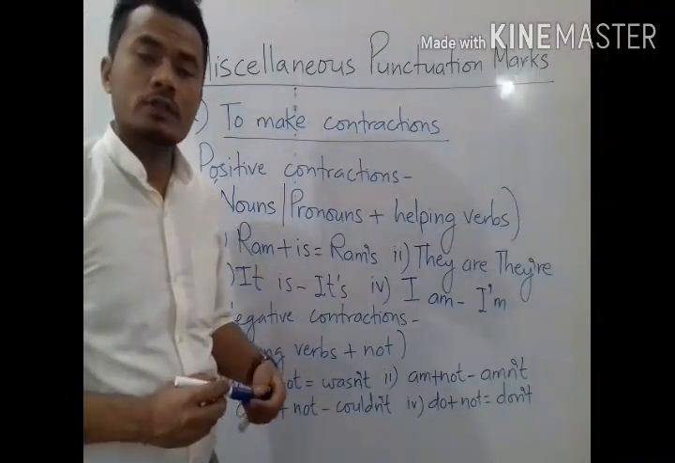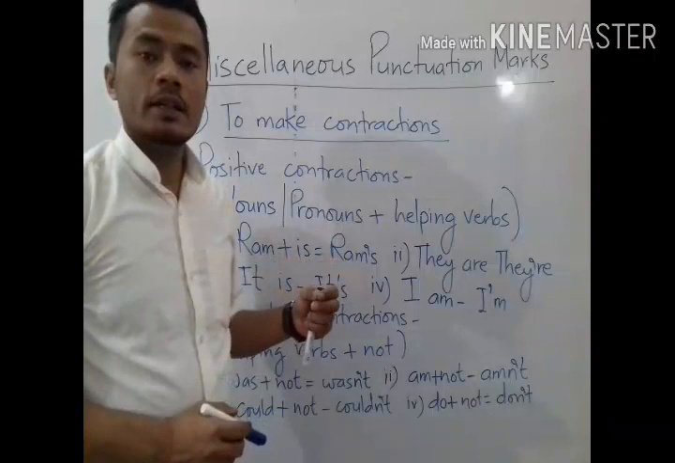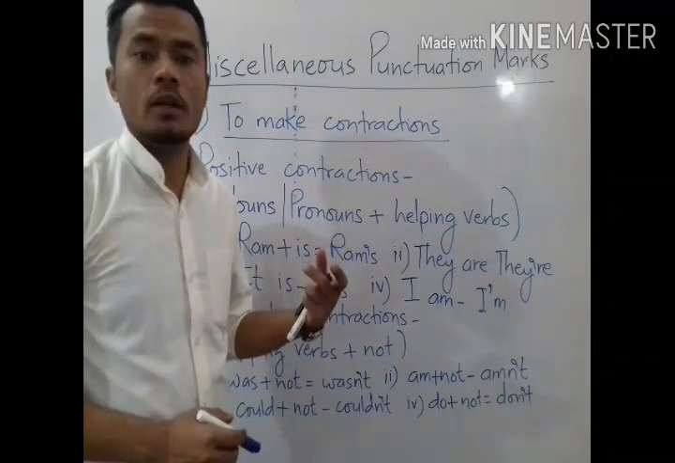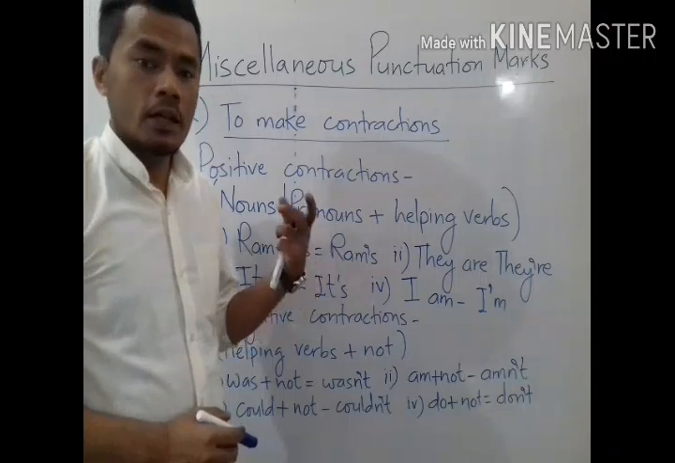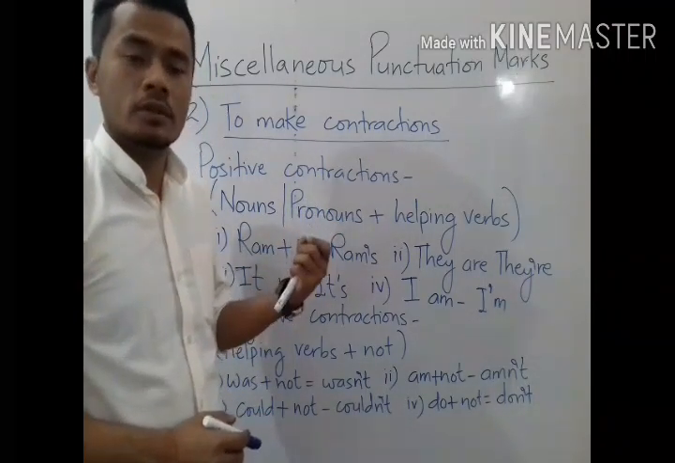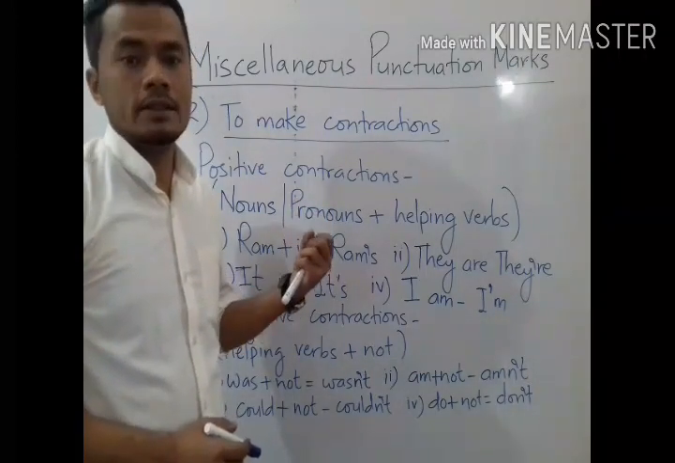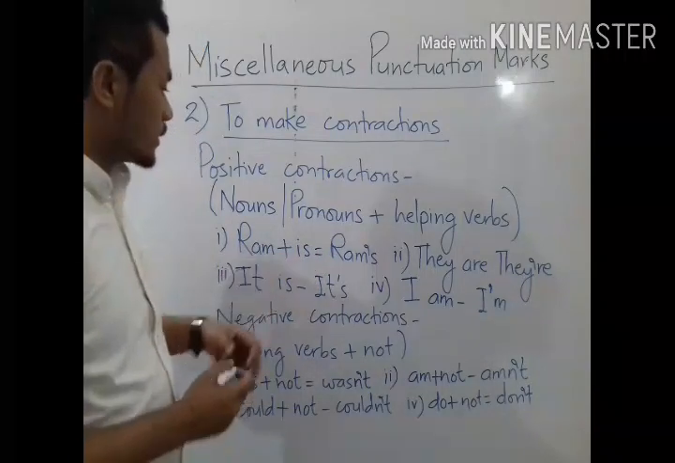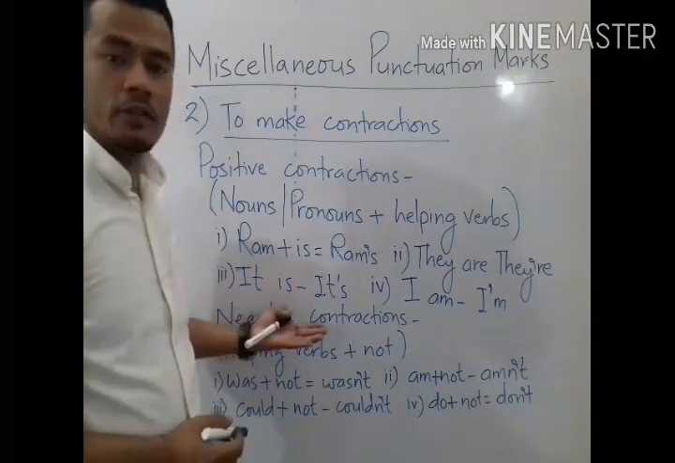An apostrophe is also used to make contractions. Contractions means shorter form of two words. When we make a shorter form of two words, we also remove some letters from those words. That is called contraction. So here I have used positive contractions and negative contractions.